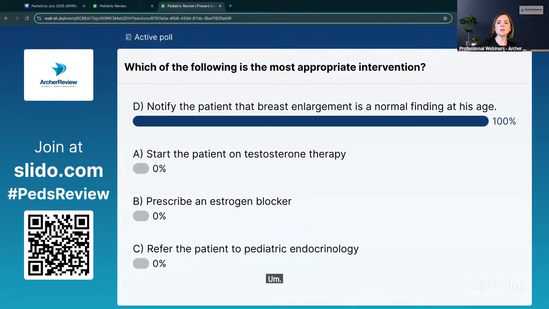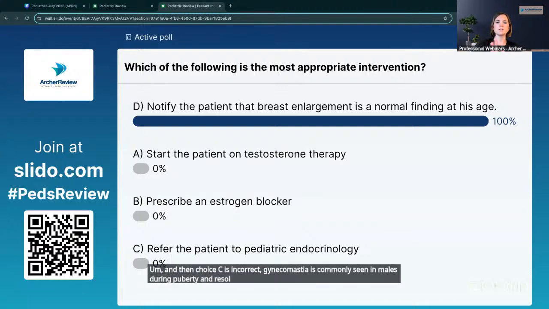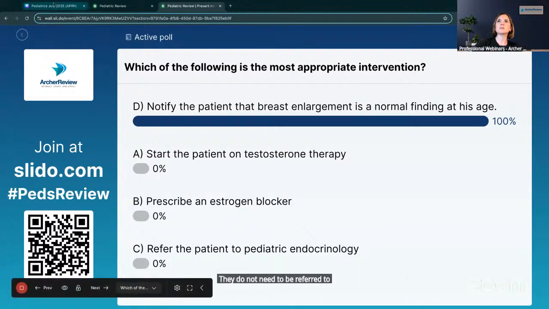And then choice C is incorrect. Gynecomastia is commonly seen in males during puberty and resolves without treatment within 6 months to 2 years. So they do not need to be referred to an endocrinologist.